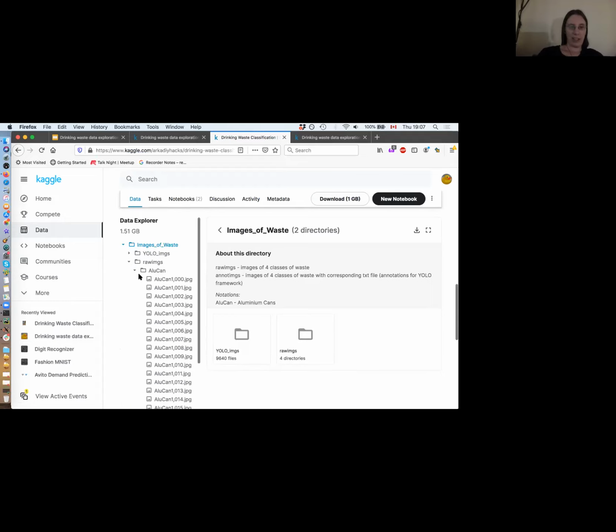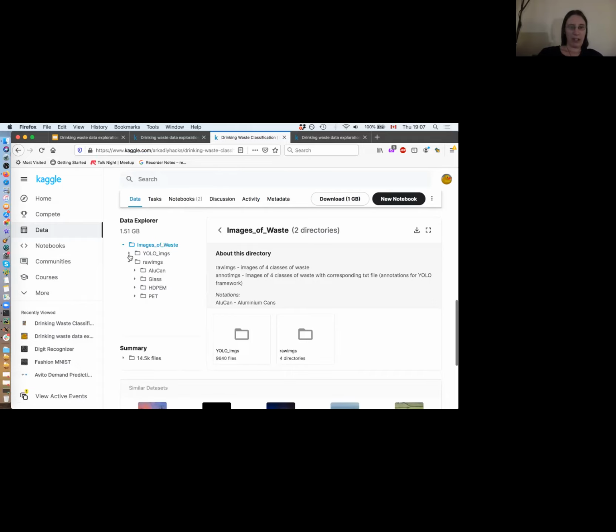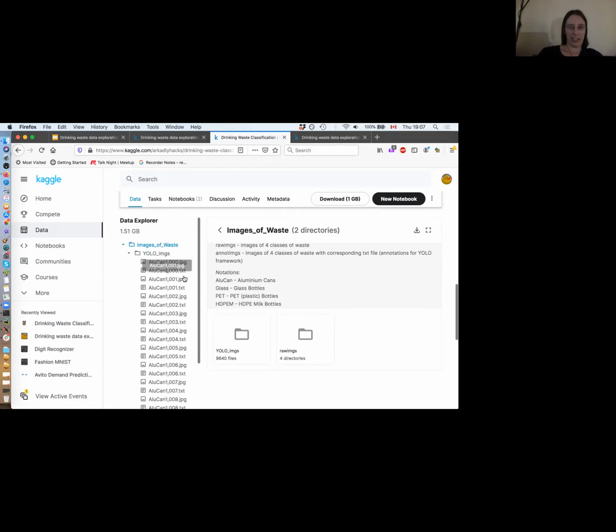Now let's see, for the YOLO images, oh gosh, why is this so slow? Well, the YOLO images turn out to be exactly the same thing as raw images, but they've included additional text files with bounding boxes around the parts of the images that contain a picture of the can or the bottle. Let's look at the, oh yeah, so here's the YOLO images.